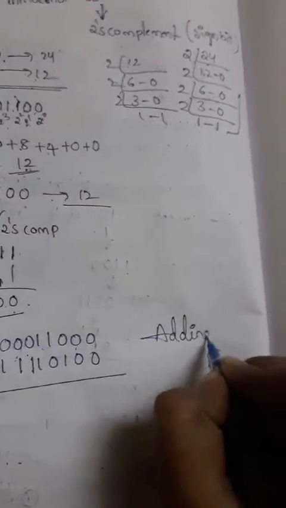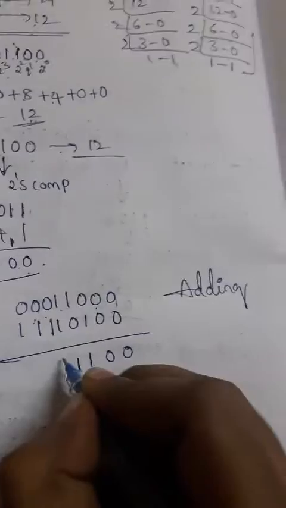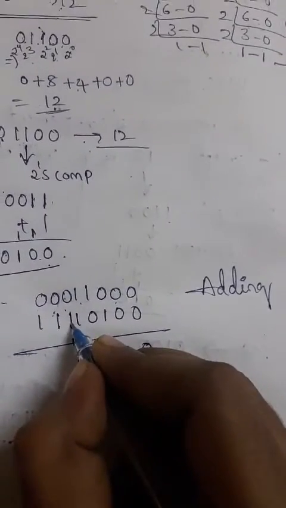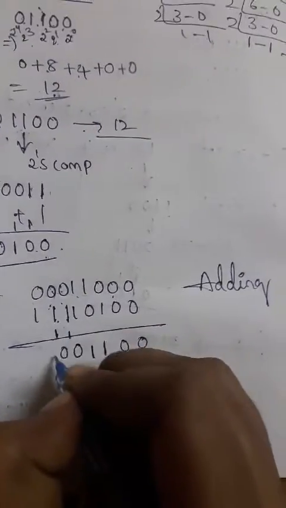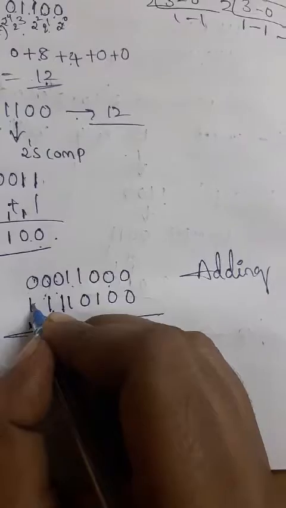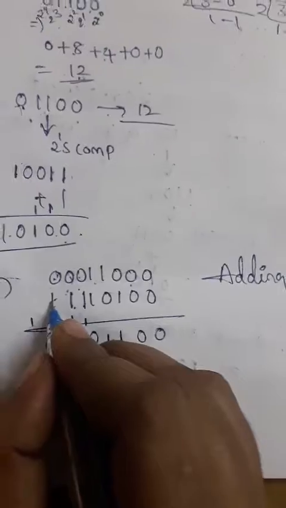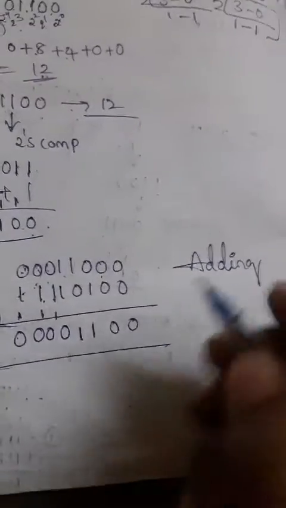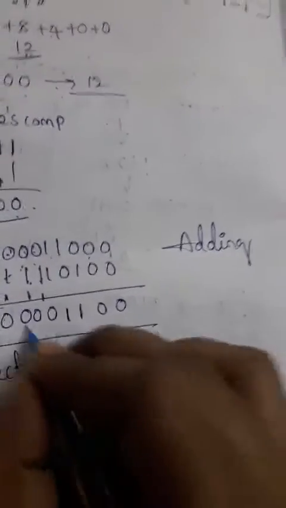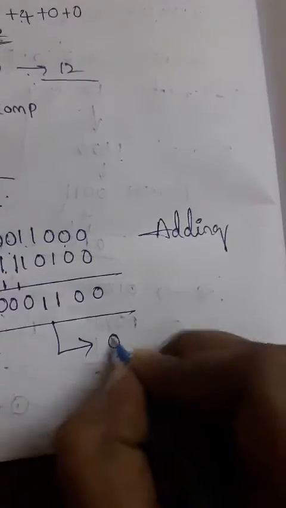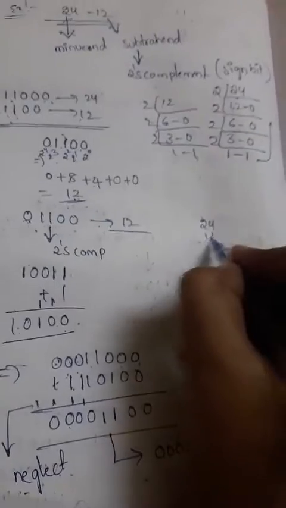Adding. Okay, 0 plus 0 is 0, 0 plus 0 is 0, 0 plus 1 is 1, 1 plus 0 is 1, 1 plus 1 is 0, 1 carry, 0 plus 1 is 1, and 1 plus 1 is 0, 1 carry, 0 plus 1 is 1, 1 plus 1 is 0, 1 carry, 0 plus 1 is 1, 1 plus 1 is 0, 1 carry. Is it right? 0 plus 1 is 1, 1 plus 1 is 0, 1 carry. So here also, whatever carry we get at the end, that carry will be neglected. Just the final result becomes 00001100.